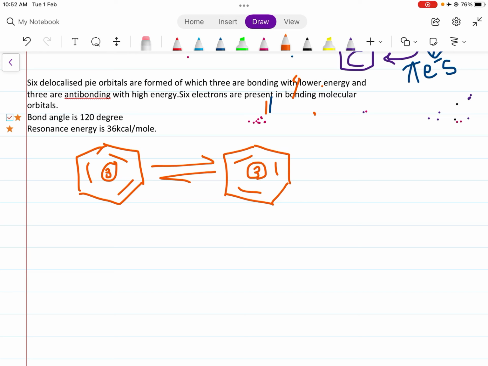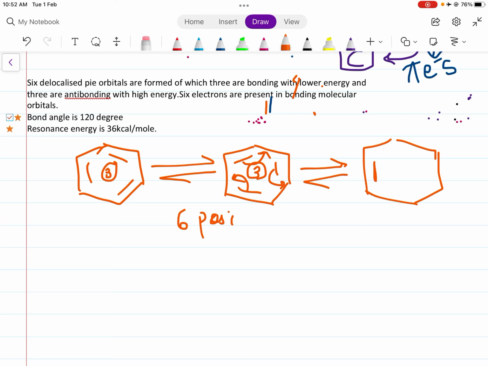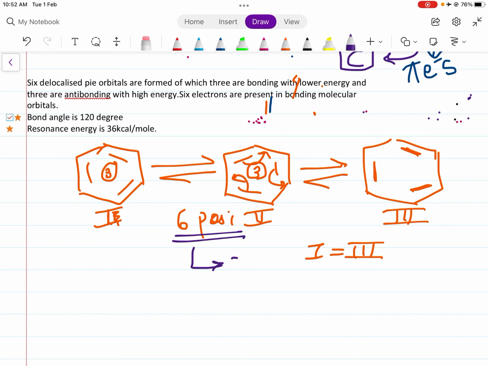So how many positions can it be shifted? It can be shifted up to 6 positions. Because if you again see the structure, what you get? This will go over here, this will go over here, this will go over here. This goes over here, this goes over here, this goes over here. So this is structure 1, this is structure 2, this is structure 3. So structure 1 equals structure 3. Therefore, the positions which the electron can shift inside are how many? There are 6 positions.